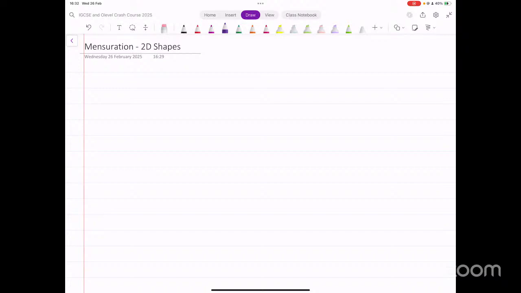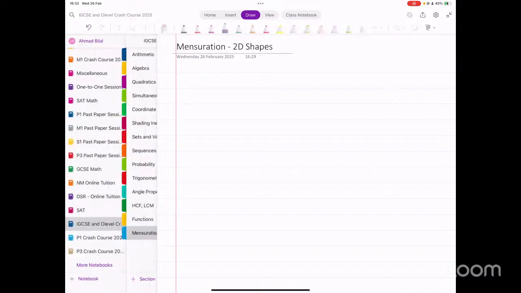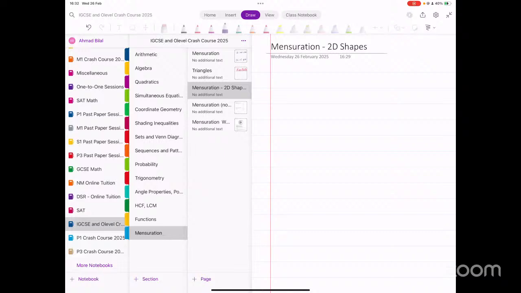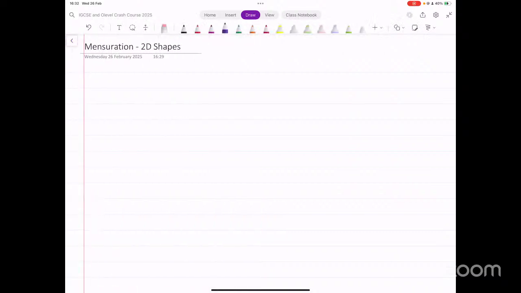Let's begin then. So let's start with our next topic, which is mensuration. In mensuration, we will be talking about areas, perimeter, volume, surface areas, all of that stuff. That's what we will be covering in mensuration.